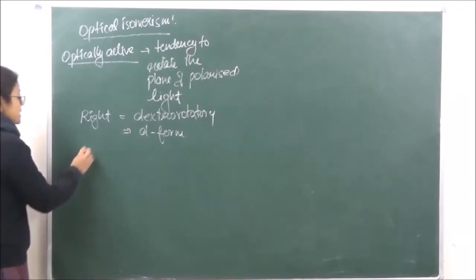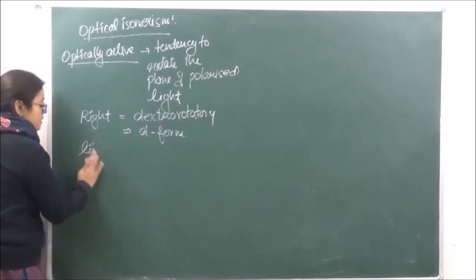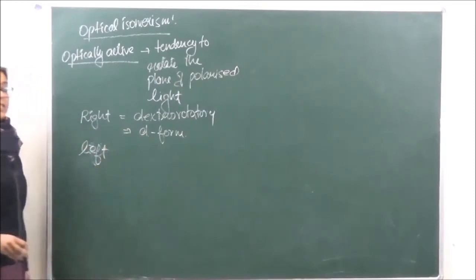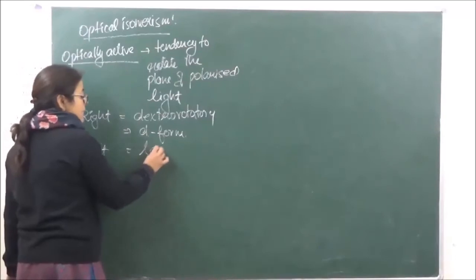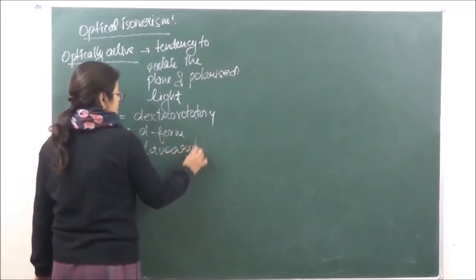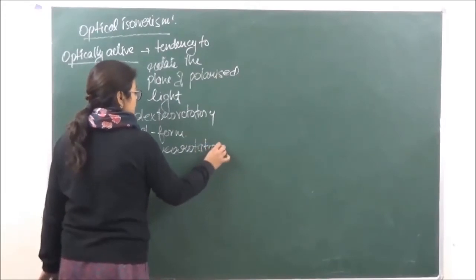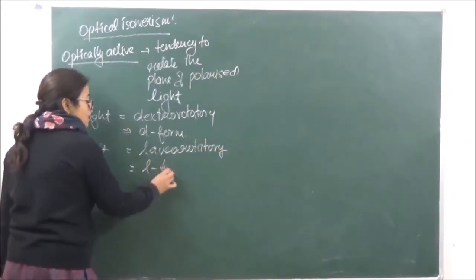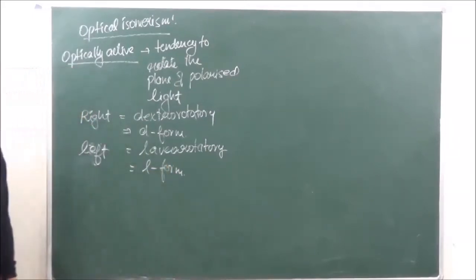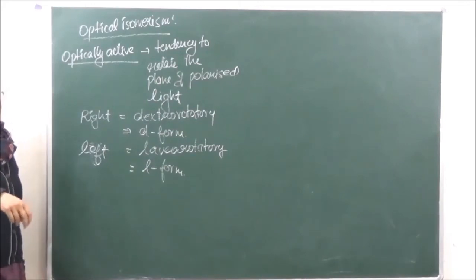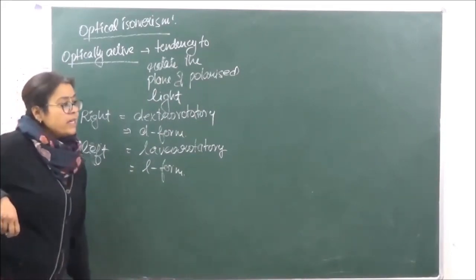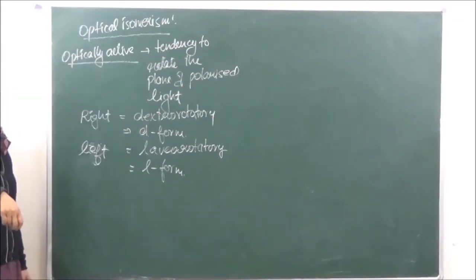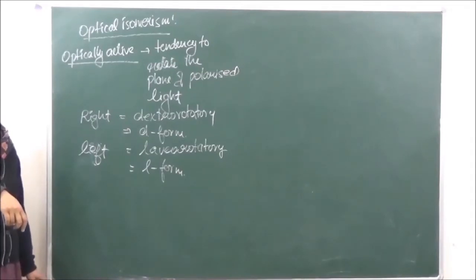And if the complex is rotating it towards left, then it is known as laevorotatory, or in short the L form. So all the complexes which rotate the plane of polarized light are said to be optically active. If they rotate it towards right, they are dextrorotatory. If towards left, they are laevorotatory. Now over here, what are optical isomers basically?